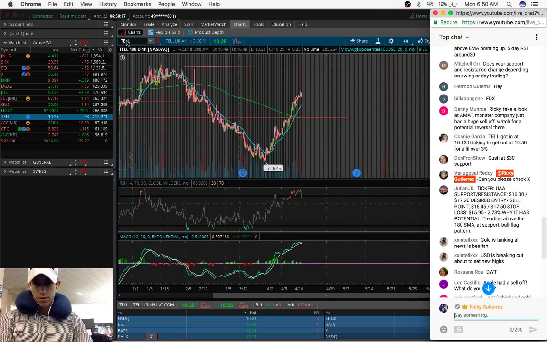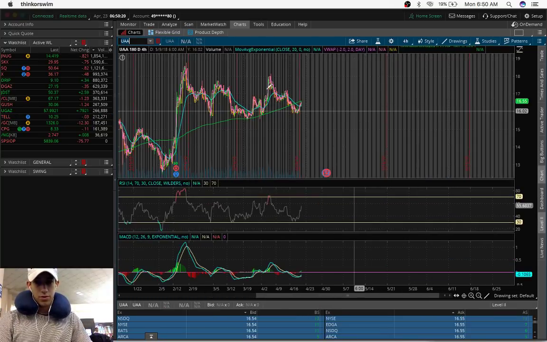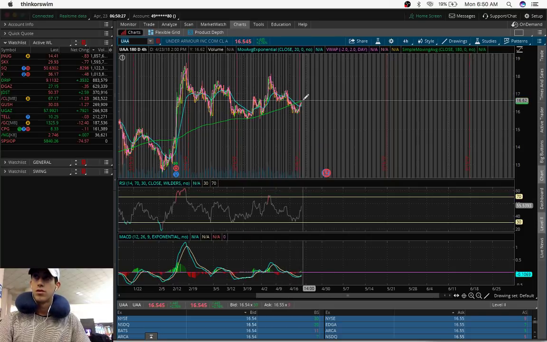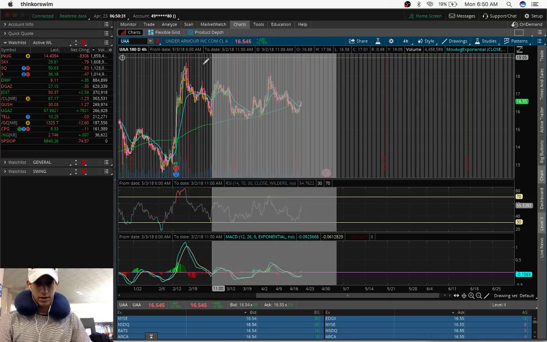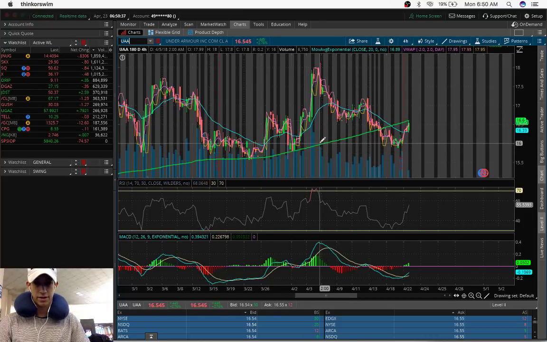UAA. Okay, so UAA had the support at around 16. It's trying to push up, trying to push above this SMA line. Sorry about the noise, guys. But I would set your alerts here. It looks like it's done a pretty good job validating this as an overall support. So as long as it continues to do that, then I do see a lot of potential for that.